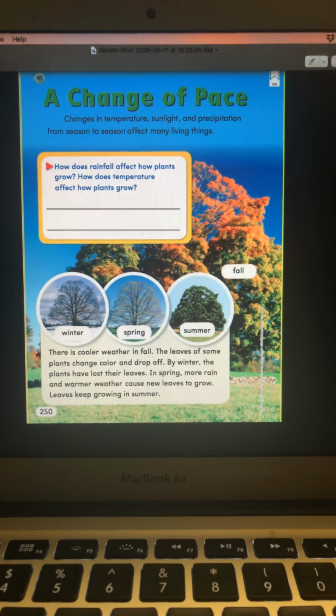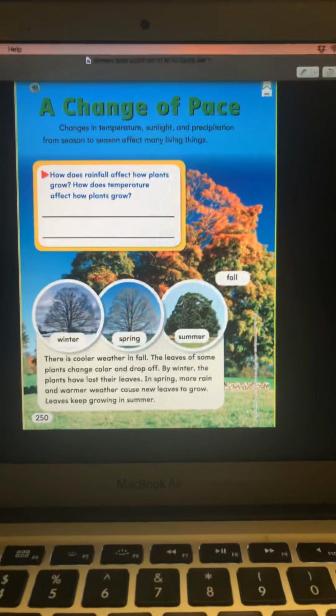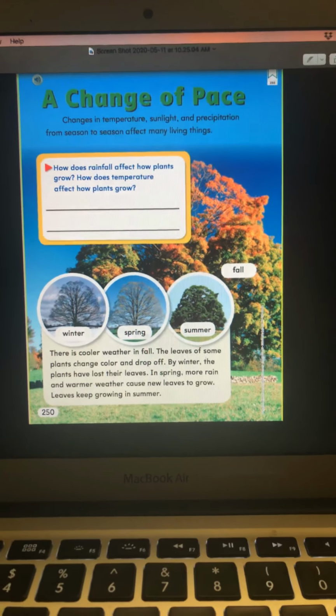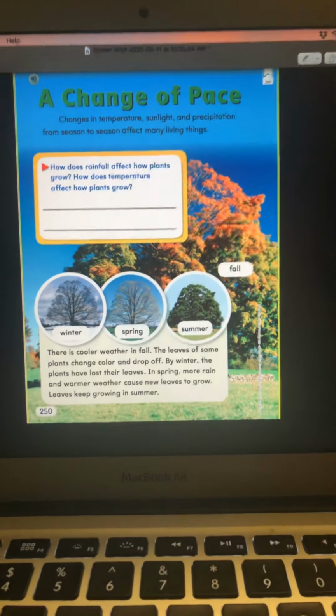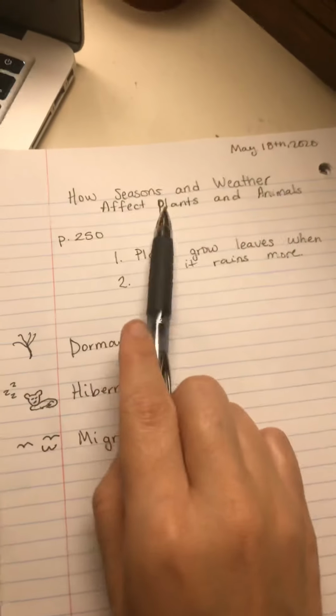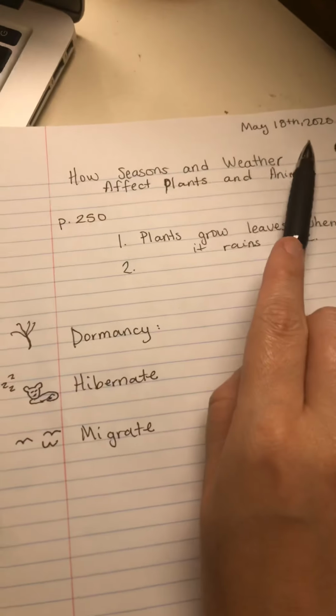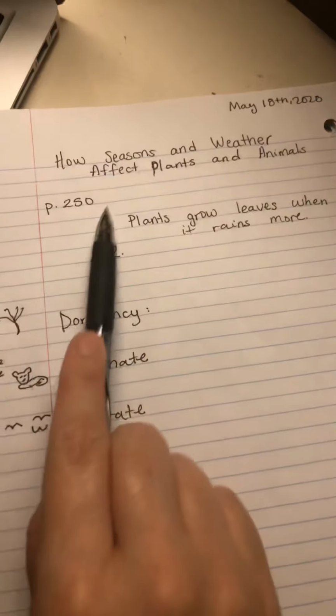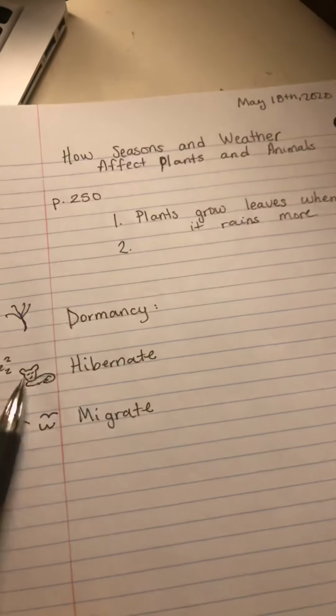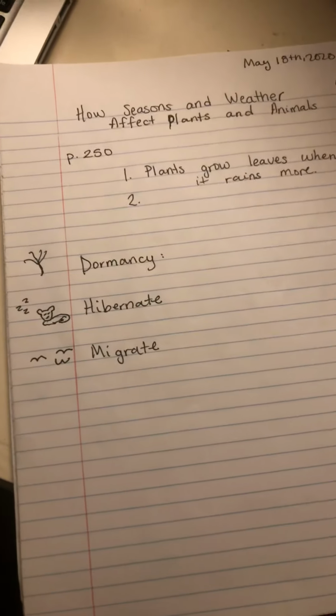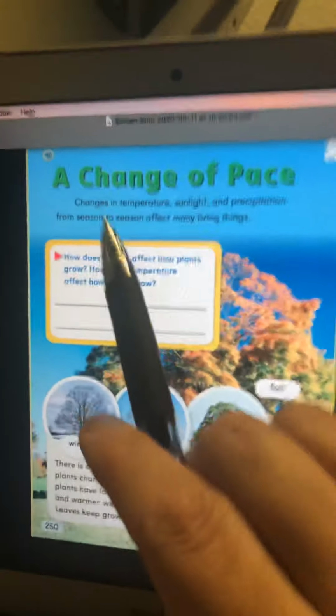Today we're going to learn about how seasons and weather affect plants and animals. So you're going to be reading page 250 along with me. I want you to go ahead and set up your notebook. How Seasons and Weather Affect Plants and Animals is our title, May 18th, 2020. Doing page 250, we have 2 questions to answer and we're going to go over 3 vocabulary words. Okay? All right, so we're going to start with reading the title, A Change of Pace.